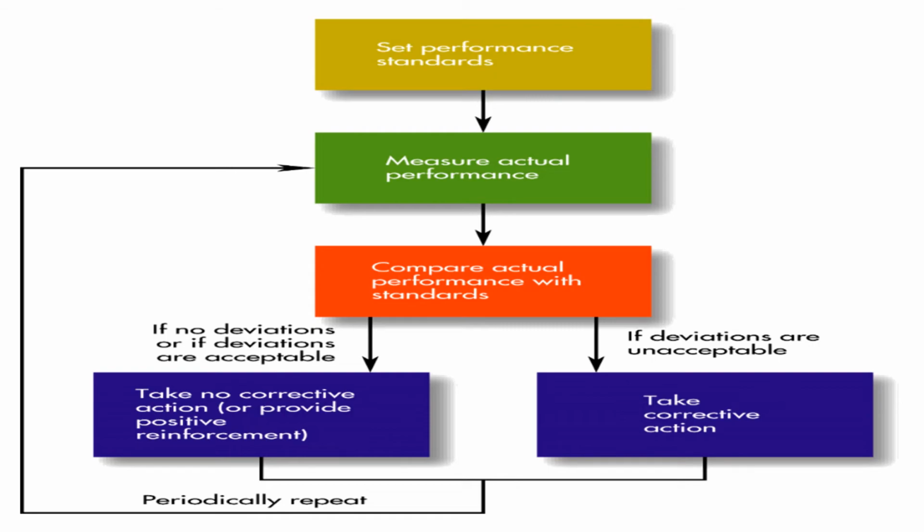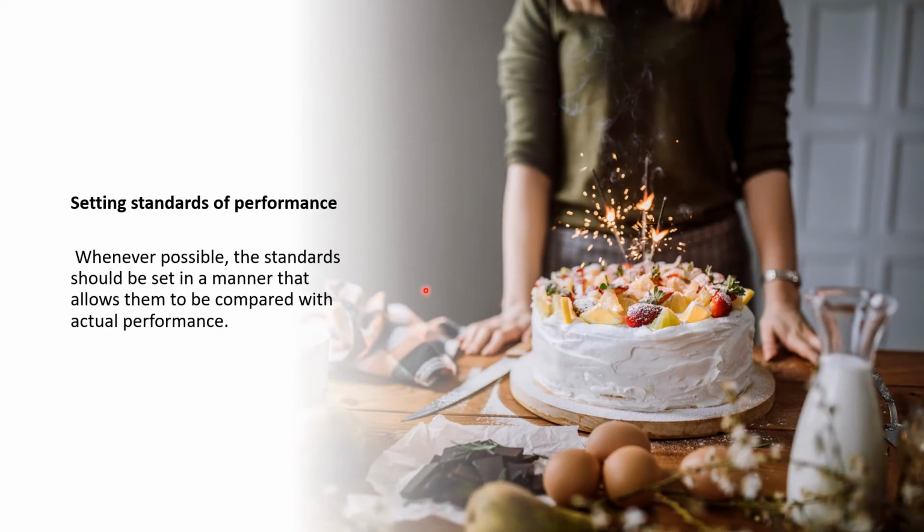So let's look into the process. The first one is setting standards of performance. Whenever possible, the standards should be set in a manner that allows them to be compared with actual performance, meaning that before you start making the actual product, of course you have your standard of the product that you want to produce. So you have to produce a prototype, the sample, so that all the employees can refer to the sample, the prototype, the standard, so that they know that when they produce, they have to match the standard.